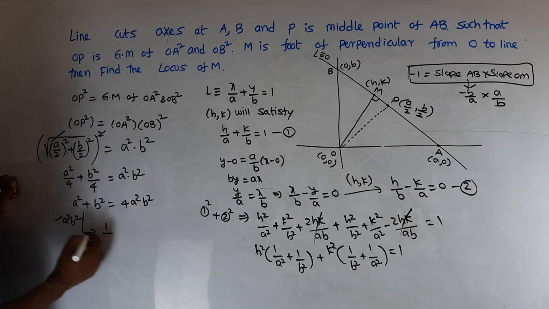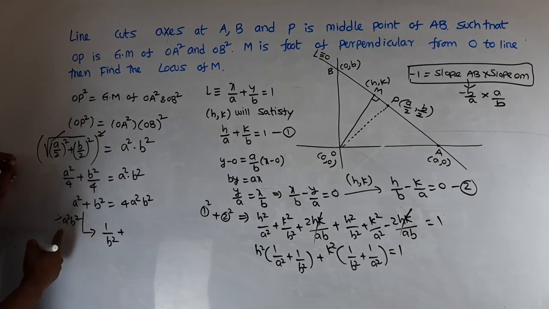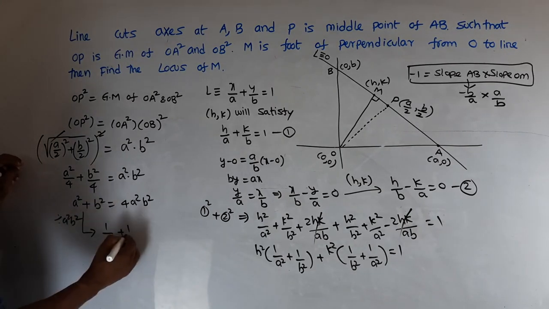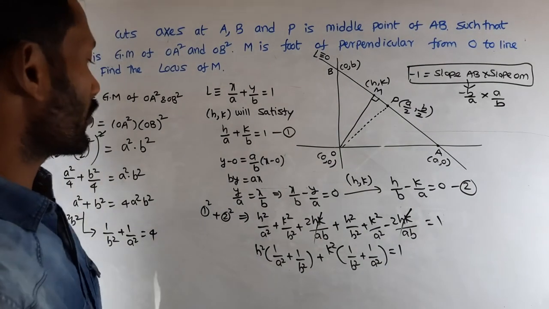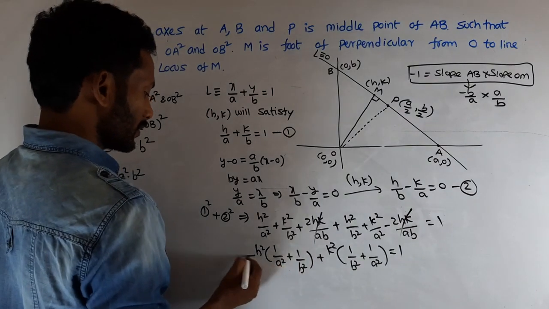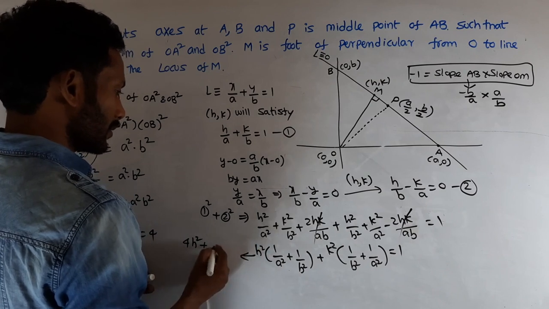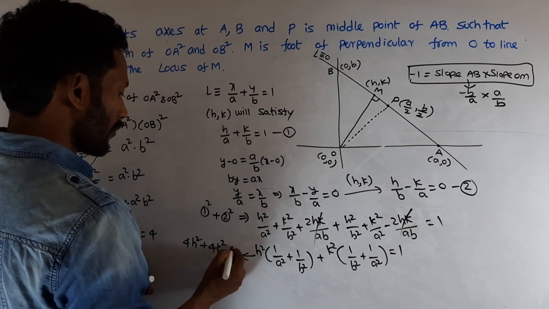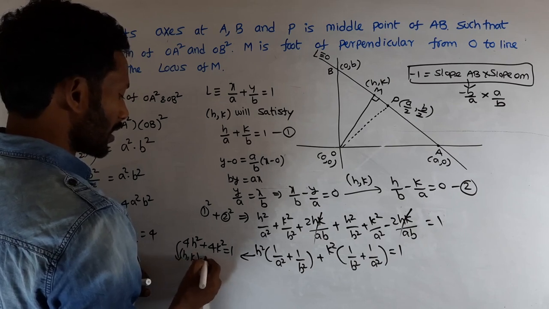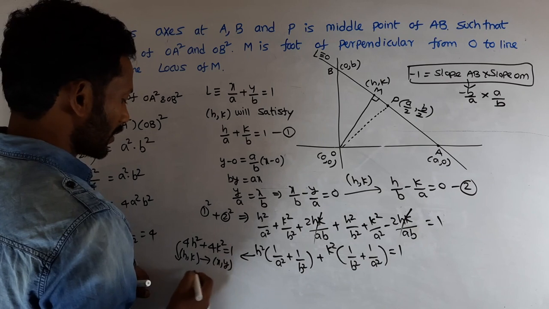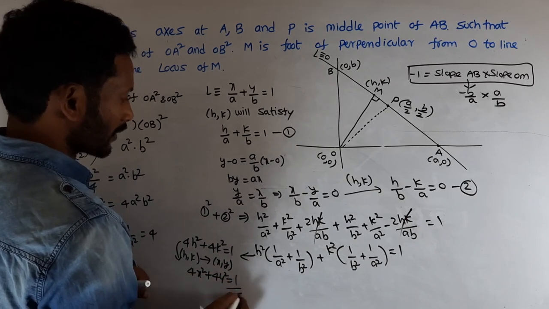Now a square by a square b square is 1 by b square, plus b square by a square b square is 1 by a square, equal to 4. So 1 by b square plus 1 by a square equals 4. Now it is h square into 4, 4h square plus 4k square equal to 1. So finally replace h comma k by x comma y. So 4x square plus 4y square equal to 1.